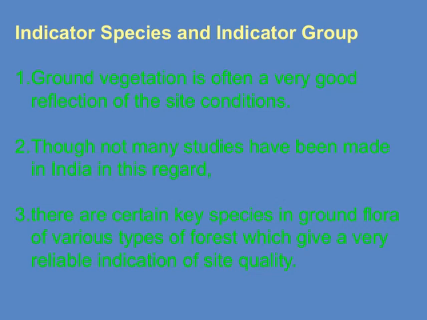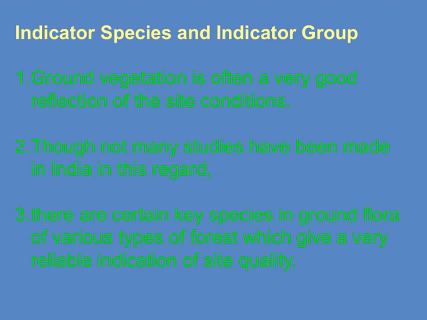Ground vegetation often serves as a very good reflection of the site conditions. It gives us valuable clues about the health and quality of the environment we are studying. Although there haven't been many studies on this in India specifically, we do know that certain key species in the ground flora of various forest types can act as reliable indicators. These species, often called indicator species, help us assess the site quality more effectively.